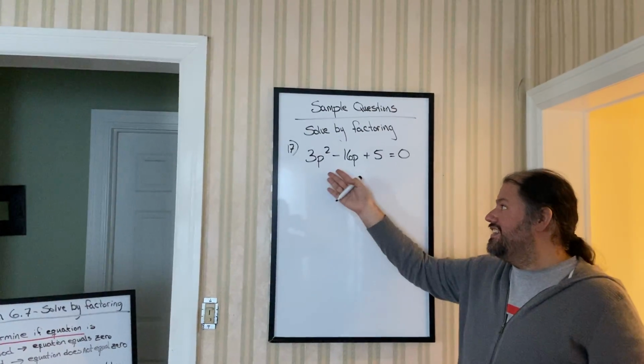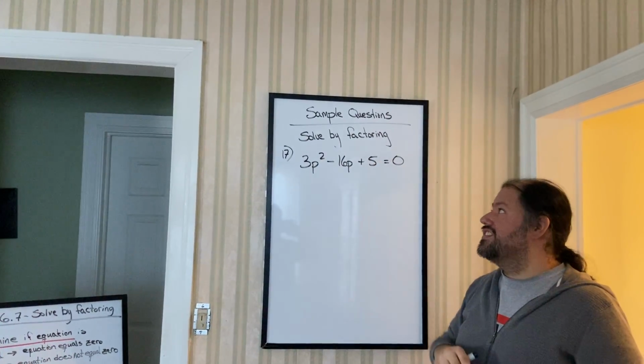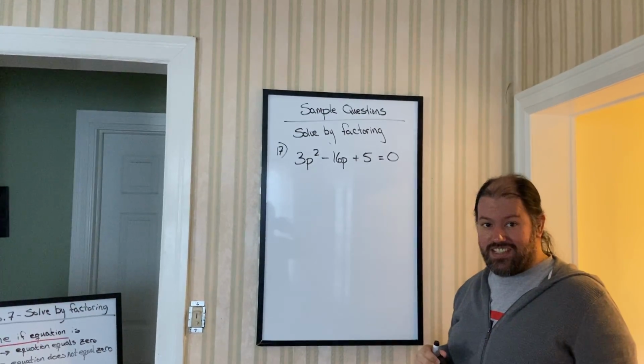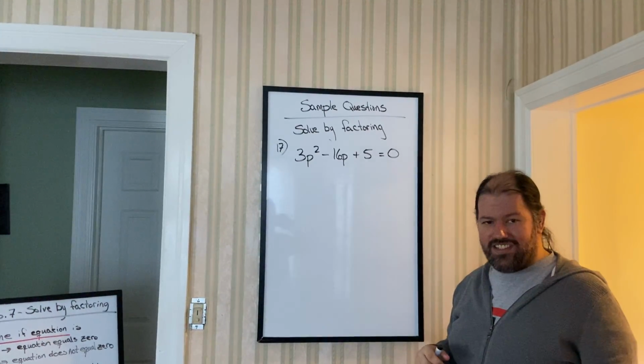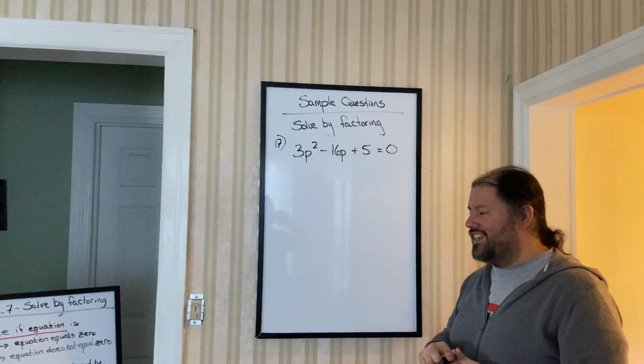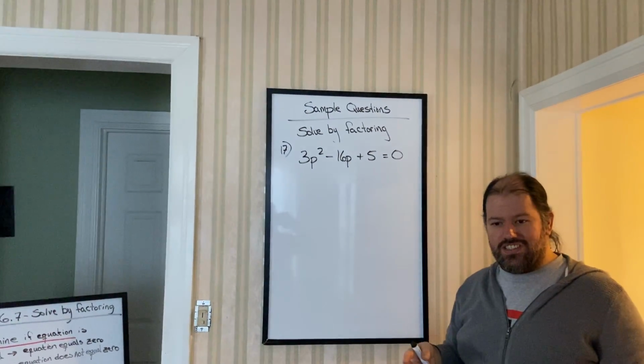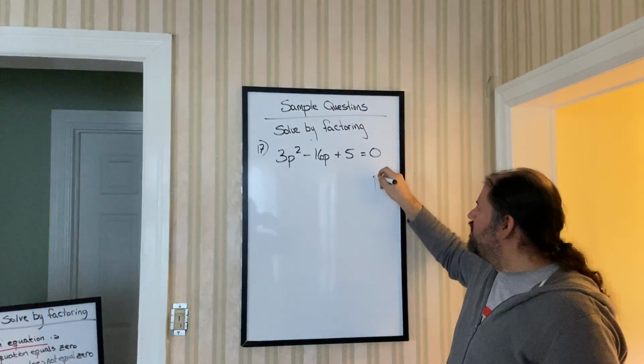So again, here's our next question. The directions still say solve by factoring. There's only two directions really on the test for the most part. It's either factor completely or solve by factoring. When it says solve by factoring, you'll see the equal sign. So that tells you we're going to have two answers.